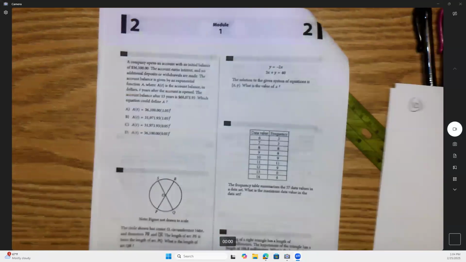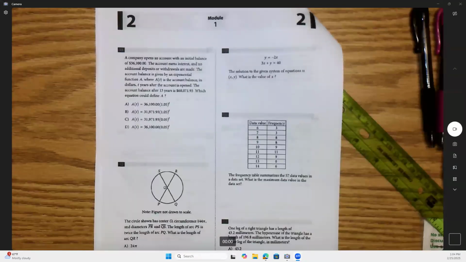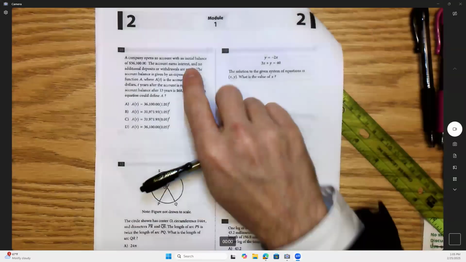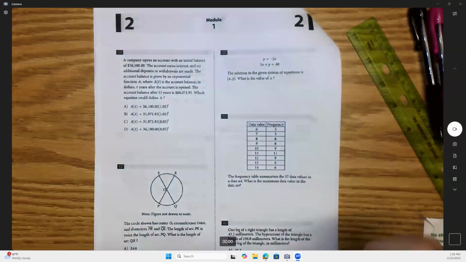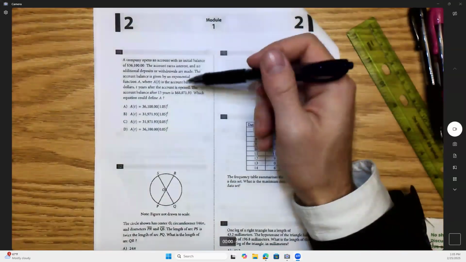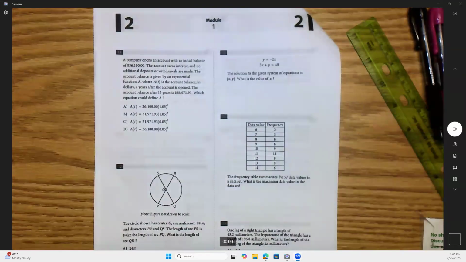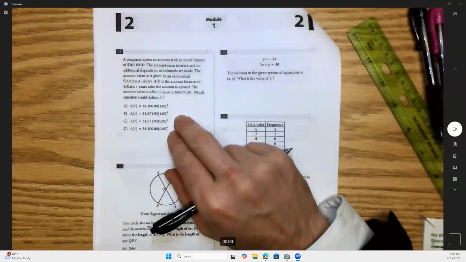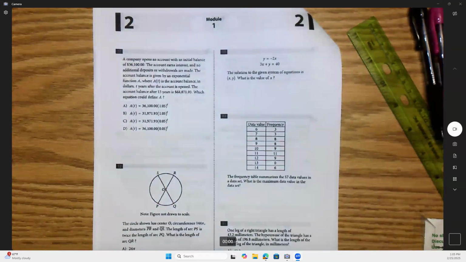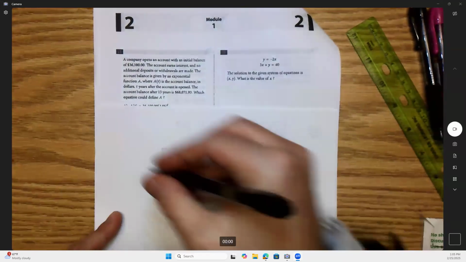Number 11. A company opens an account with an initial balance of $36,000. The account earns interest. Ooh, you guys remember interest? And after 13 years, they're up to $68,000, which could define A. And again, glance at the answer choices, just to get an idea of where we're headed with this. And let's create the thing from scratch too.